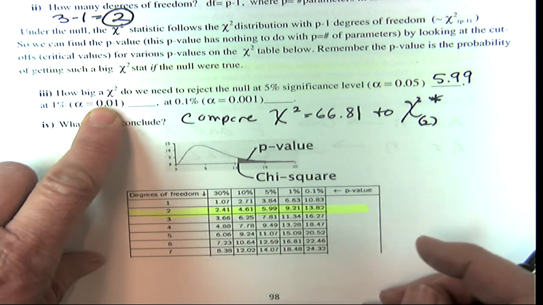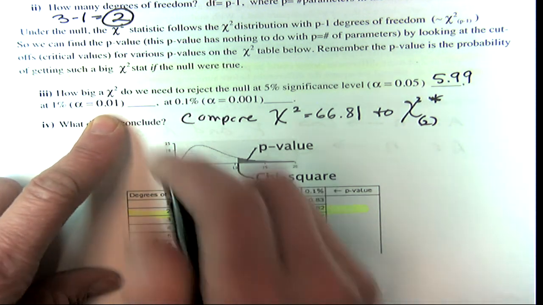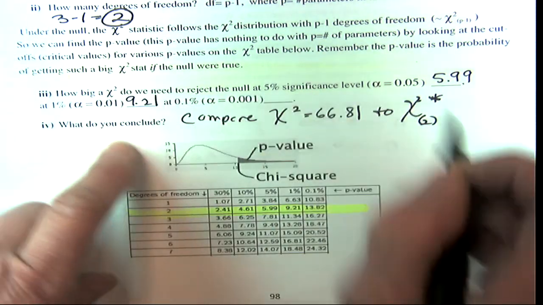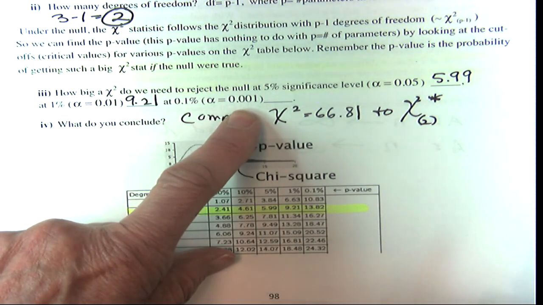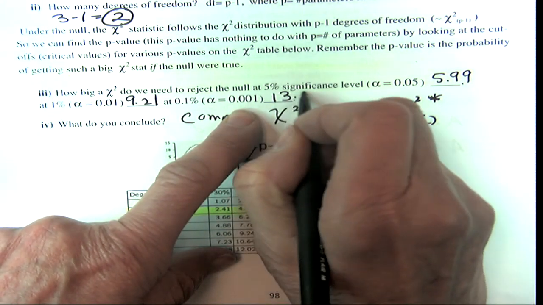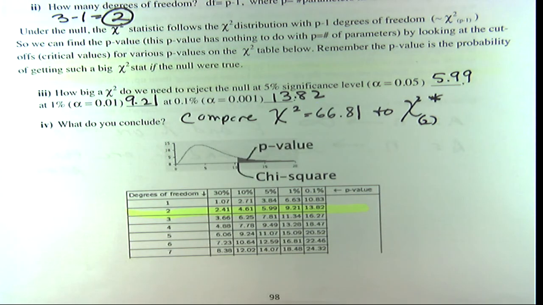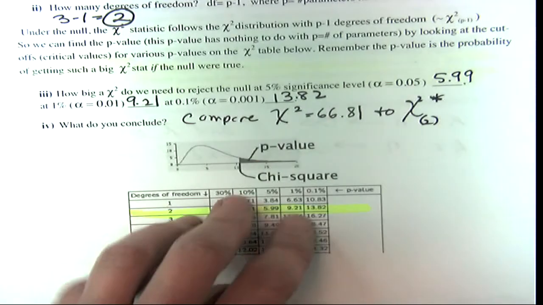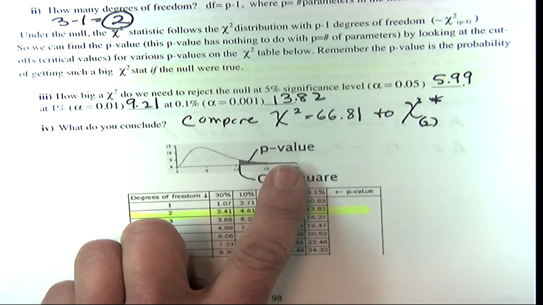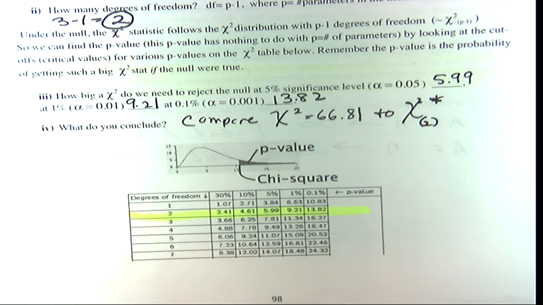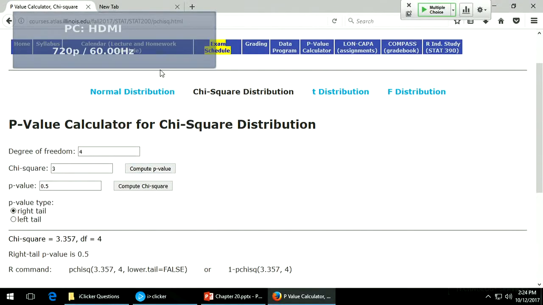All right, so at 1%, what is it? It's 9.21. So anything greater than that. And at 0.1%, it's 13.82. So let's do an iClicker, and then we can look at the actual curve, so we could look at the actual p-value. All right, so let's do that.